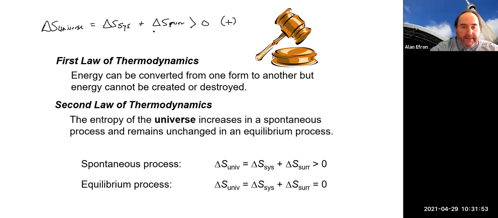Now, a couple of things. First off, when we talk about the delta S of the system, as I mentioned before, that is also sometimes the delta S of the reaction, right? That is essentially what we're talking about. Now, you cannot make the determination of whether a reaction is going to be spontaneous or not by simply looking at the system or looking at the surroundings.